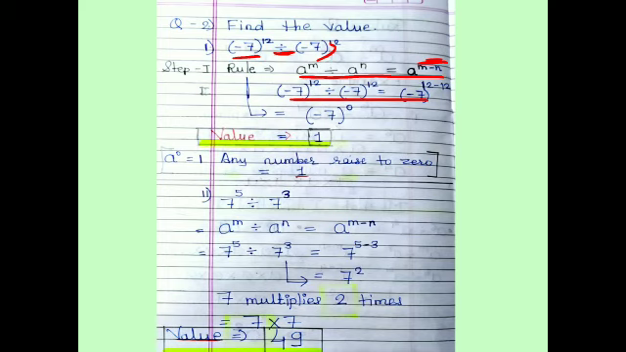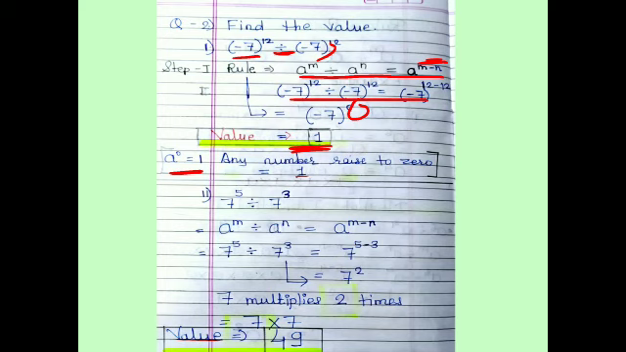And whenever any number has a degree 0, what you have to do? The value of that question is going to come 1, as per the third rule, which we are going to see in the next slide.